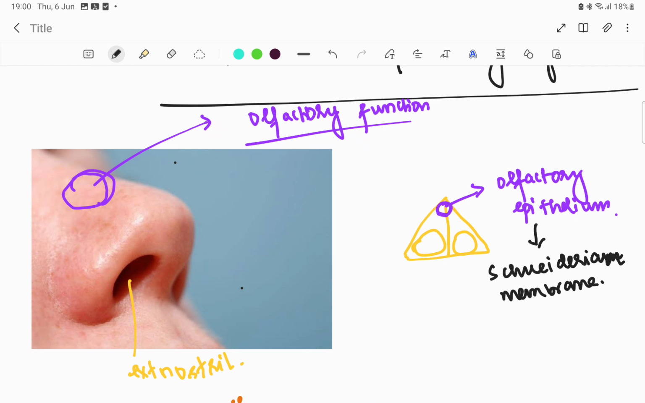Just think, whenever your nose is blocked with cough and cold, common cold, you are not able to feel the sensation of any smell, isn't it? It is because the olfactory epithelium is completely blocked, so air won't be able to enter that area. So that is the function of the olfactory epithelium.